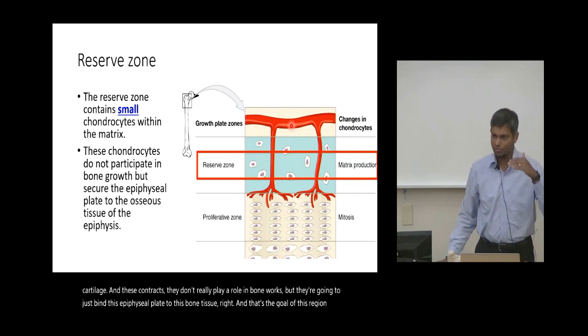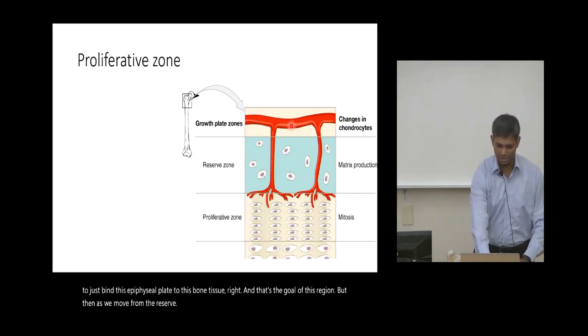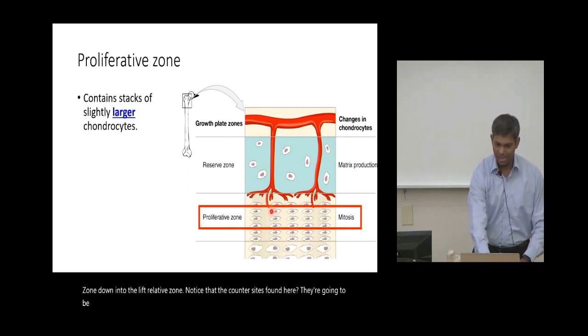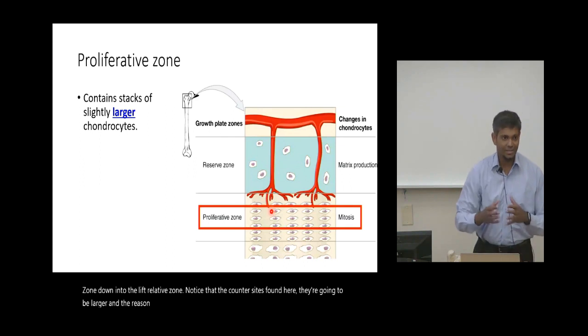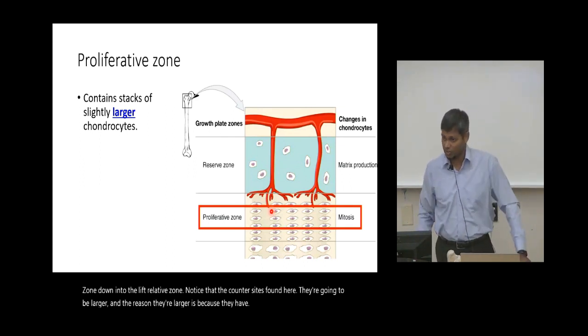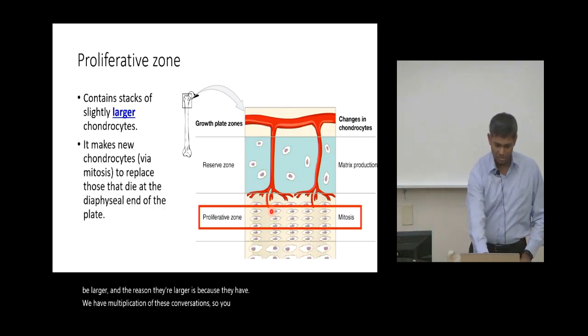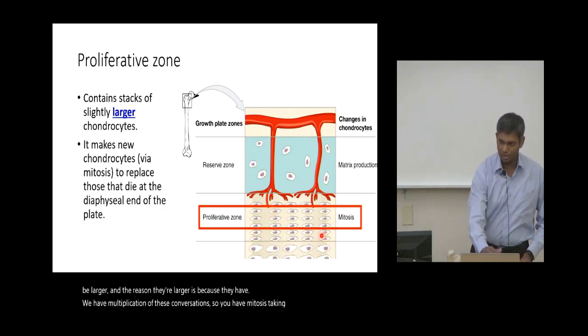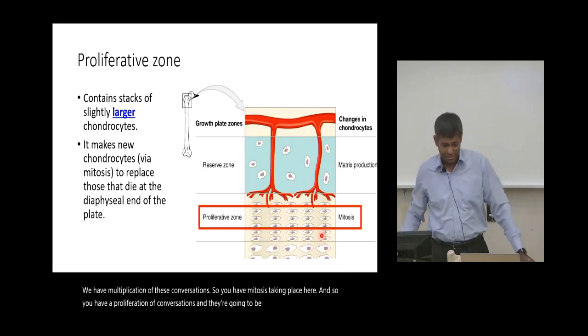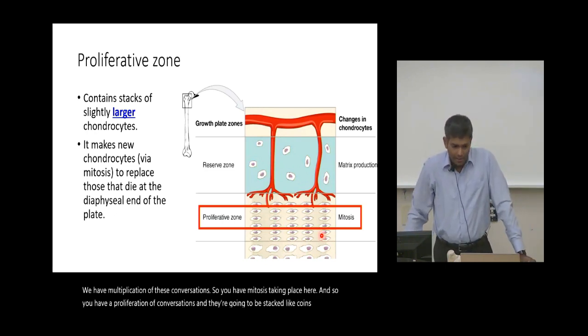But then as we move from the reserve zone down into the proliferative zone, notice that the chondrocytes found here are going to be larger, and the reason they're larger is because you have multiplication of these chondrocytes. So you have mitosis taking place here, and so you have a proliferation of chondrocytes, and they're going to be stacked like coins.